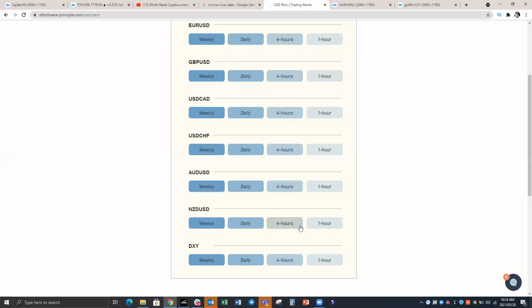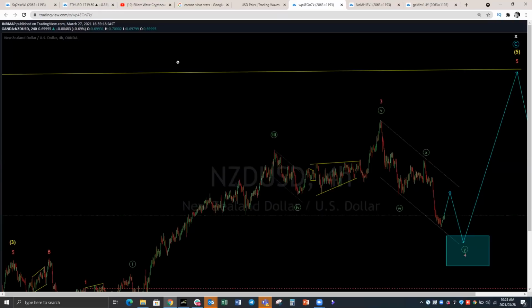Next one is New Zealand. Let's have a look at New Zealand 4 hour. New Zealand, same, 5 waves. New Zealand has made a strong impulsive move to the downside. Has this ended? We still expect the cycle to continue to the downside to get up to this blue box here. So we'll be looking for this one to come around this area before we get the reversal. Get a bounce, comes down, and then upside.